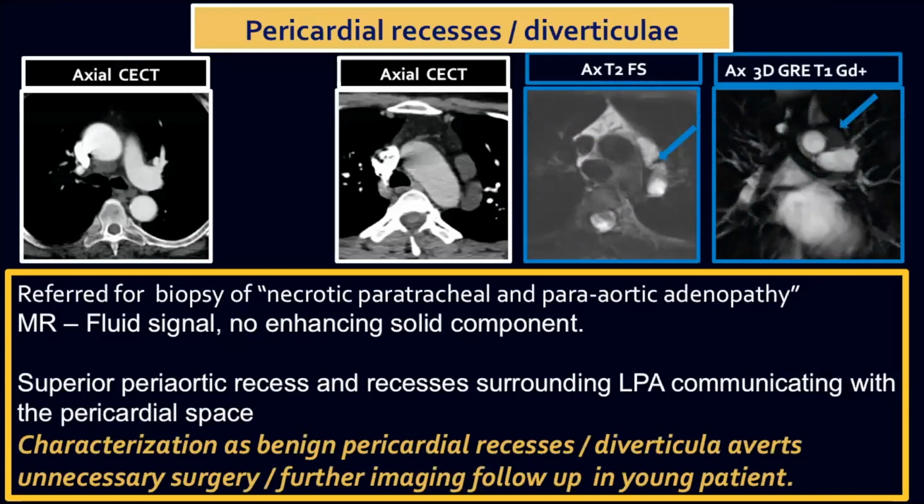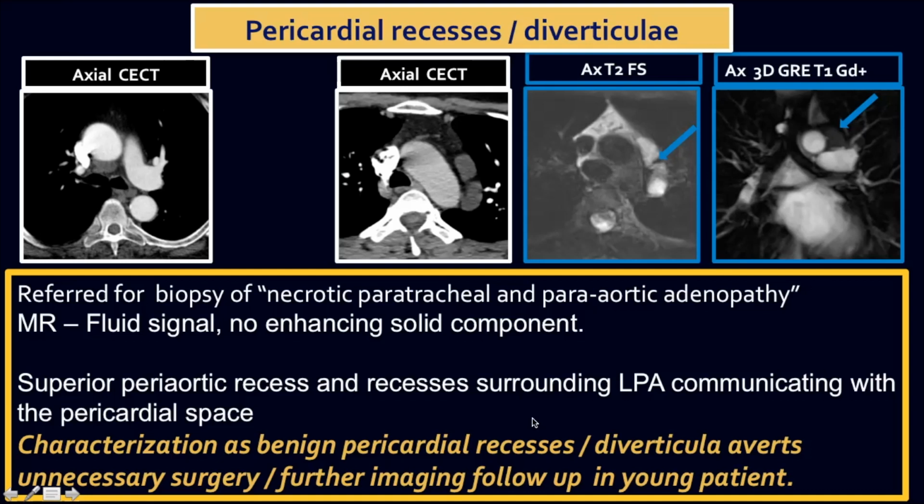And so both these patients actually have prominent pericardial recesses or diverticulae. So incidentally, both patients had been referred for biopsy of necrotic paratracheal or necrotic paraaortic adenopathy. And when MR was done, we saw that these were fluid signal. There was no enhancing solid component. So this was a case of superior periaortic pericardial recess, and this was pericardial recesses surrounding the left pulmonary artery communicating with the pericardial space.